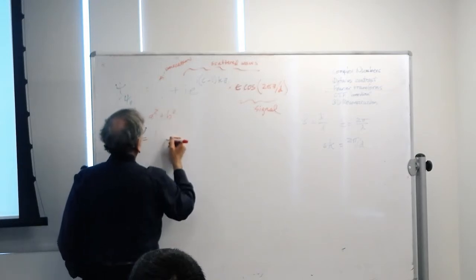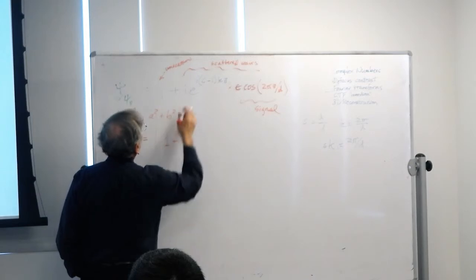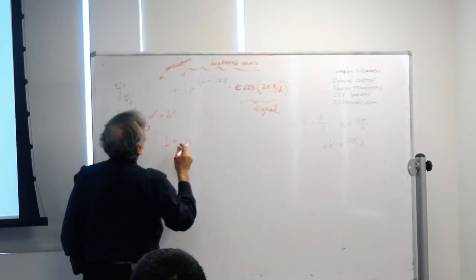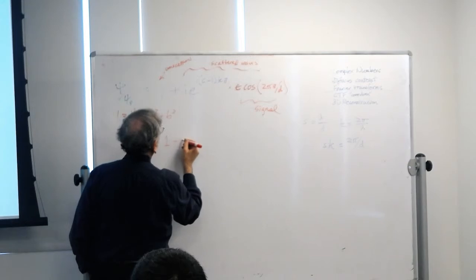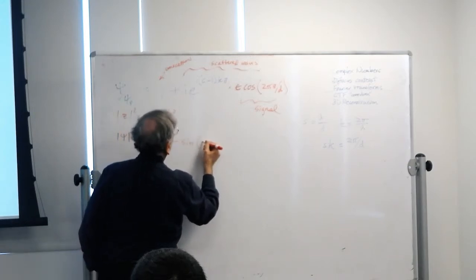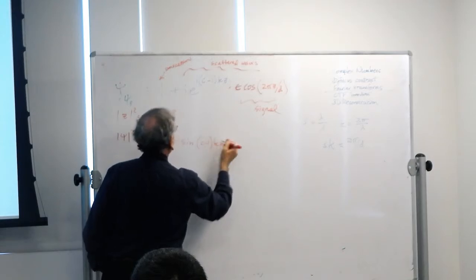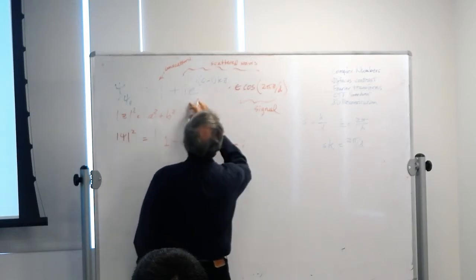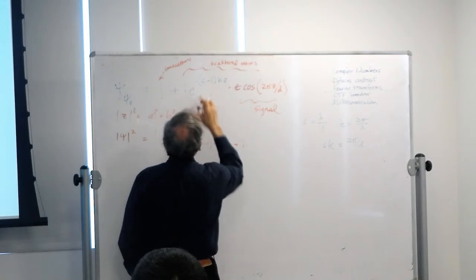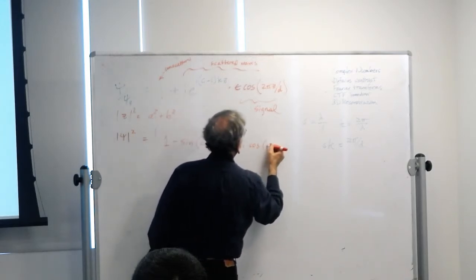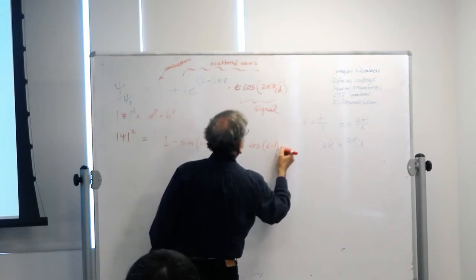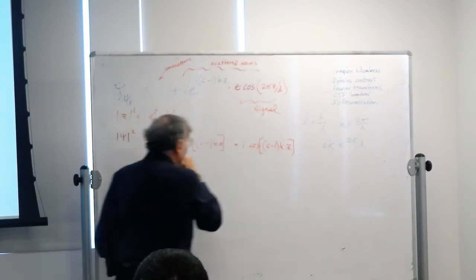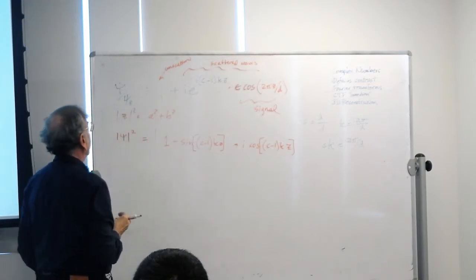The real part is going to be 1 plus whatever is the real part of this complex exponential, which, if I am not making any mistakes, is sine of c minus 1. And then the imaginary part is going to be i cosine of c minus 1. Now I need to tell you what c is.